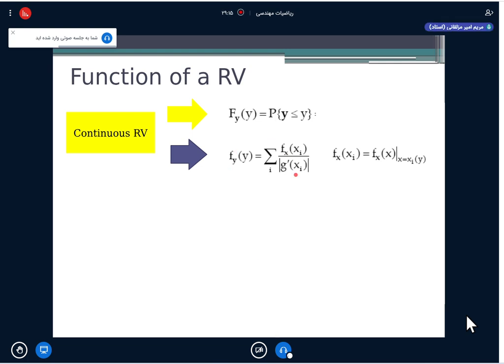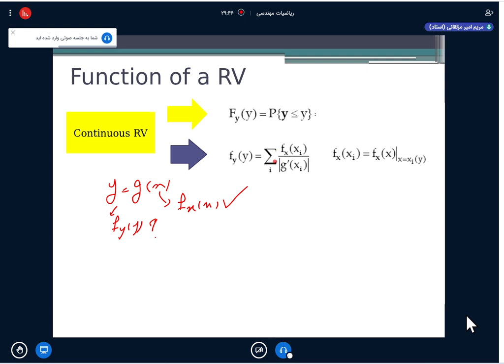Also we have another approach to compute the PDF of y. When we have y equal to g(x), we know the PDF of x, and we want to compute the PDF of y. This approach uses this formula. But what is this formula? Please pay attention.